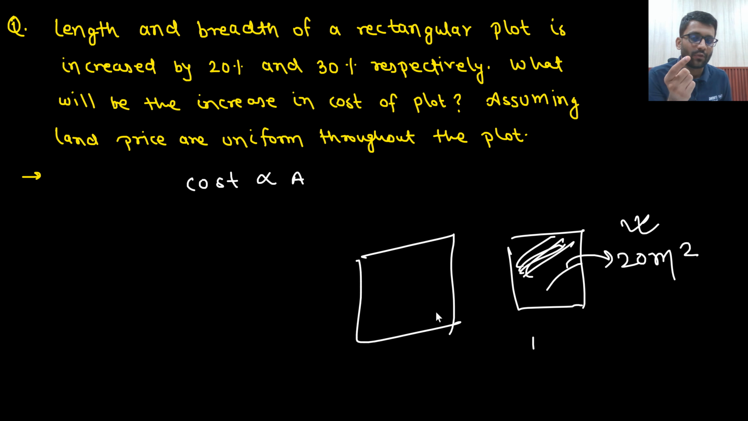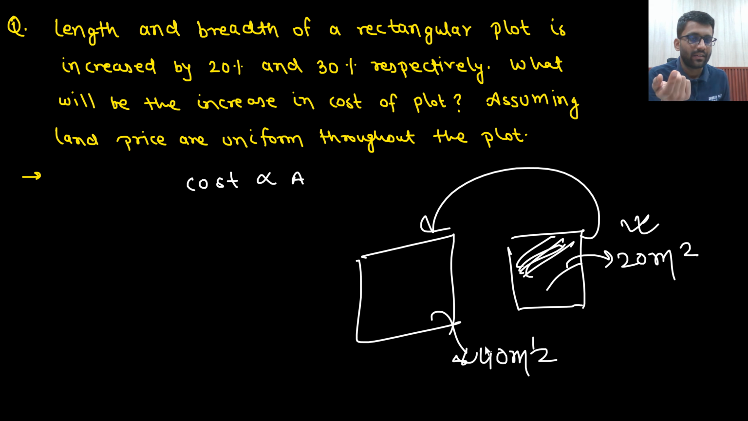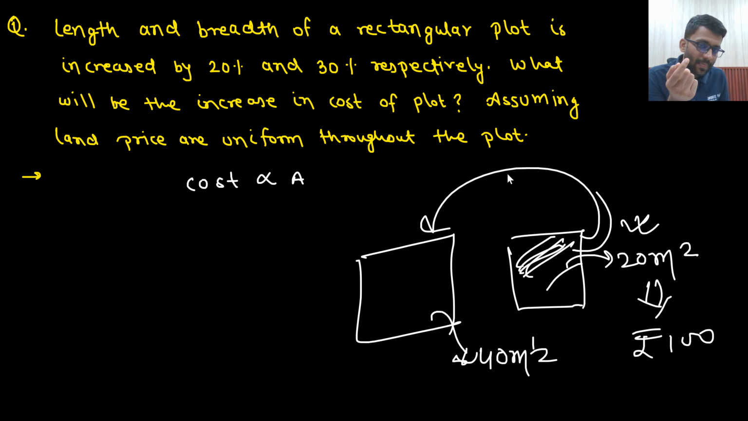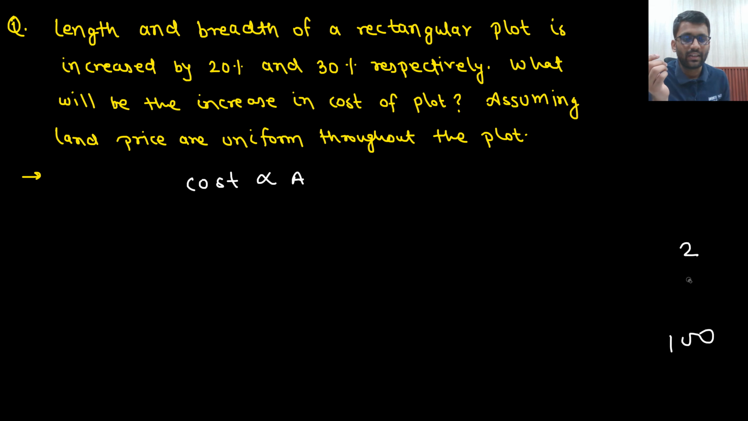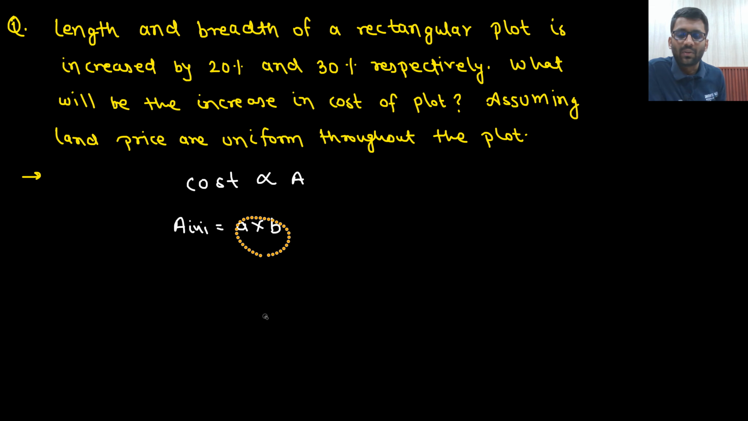If I have a plot of 40 meters square, then it will be doubled, right? If I was getting this for 100 rupees, and I have 40 meters square now, double of that, I will take double money. Very simple thing. The cost will depend on the area only, right? So what was the initial area? A initial. Length and breadth was A into B, or you can say L into B.